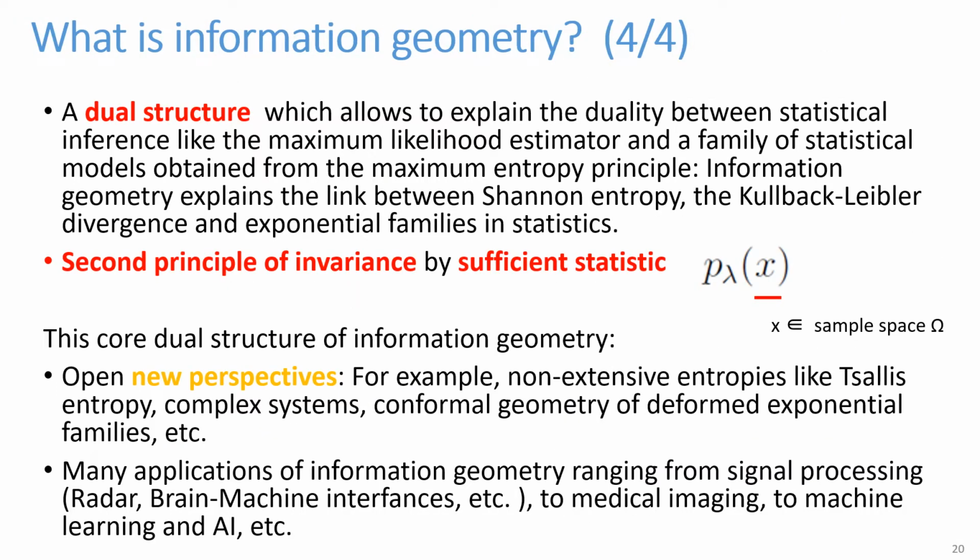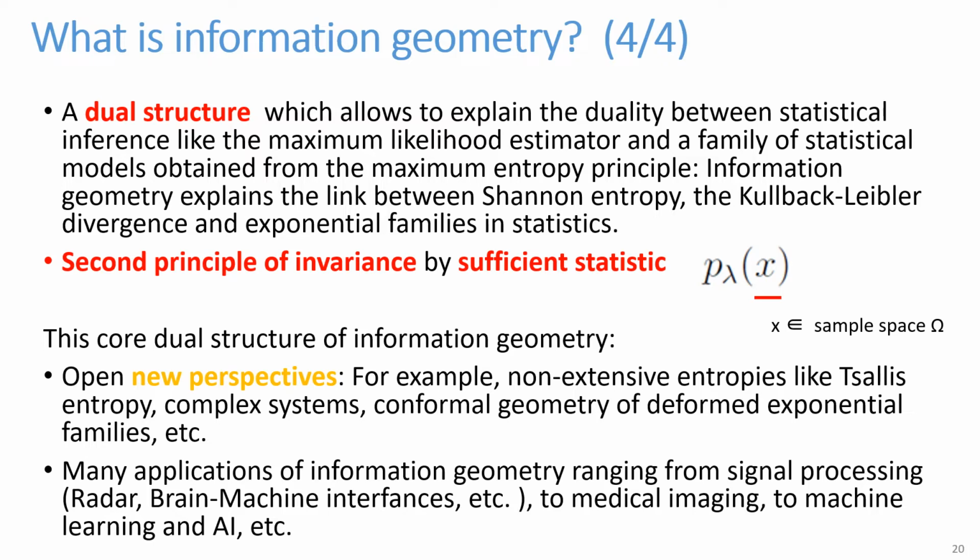We shall now explain the fundamental geometric structure of information geometry, which consists of a dual structure extending the Fisher-Rao manifold, which we shall see is self-dual. This dual structure allows one to explain the duality between statistical inference, like the maximum likelihood, and a family of principal statistical models, like the exponential families that we obtain from maximum entropy distribution, with respect to Shannon entropy.